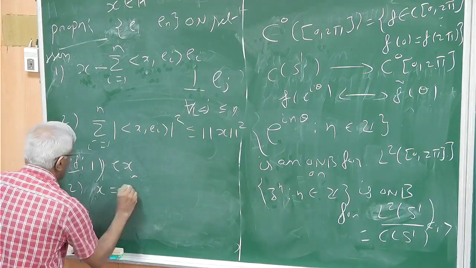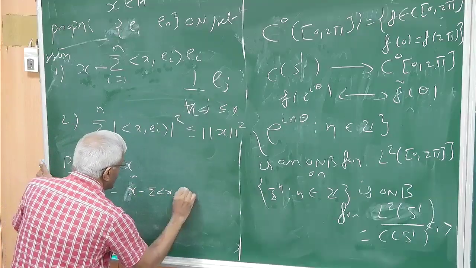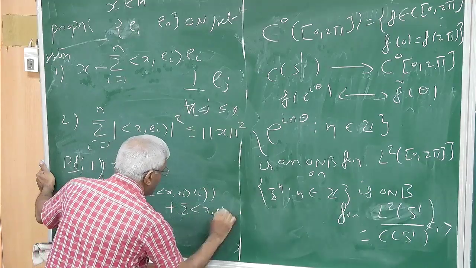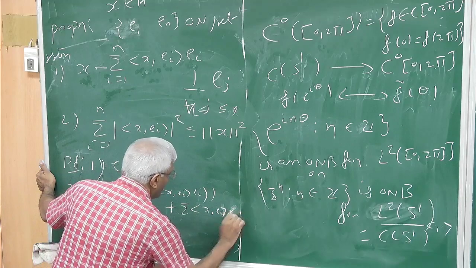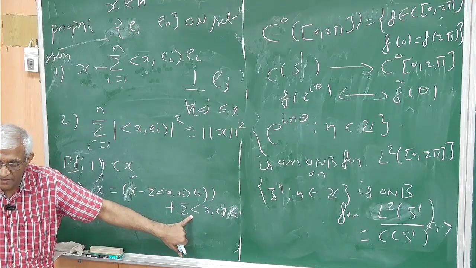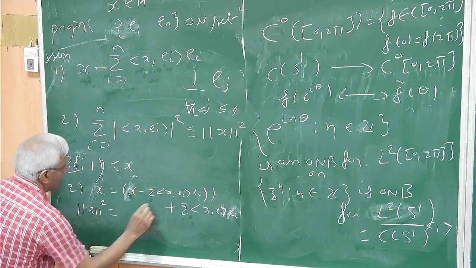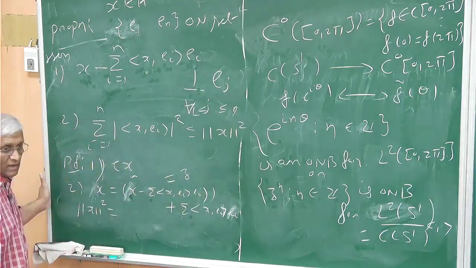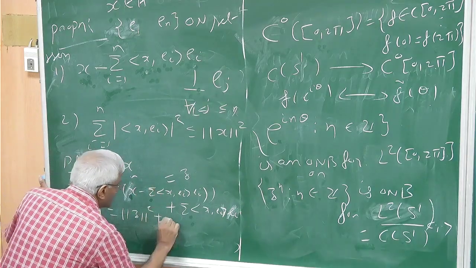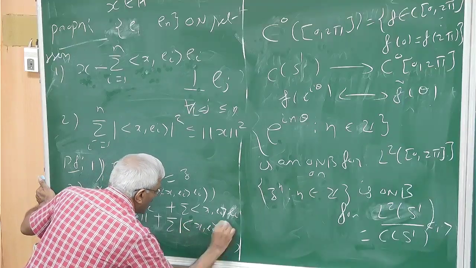X equal to x minus the summation of <x, ei> ei, plus the summation of <x, ei> ei. Now this is orthogonal to each ei, so it will be orthogonal to this. So if you take the norm x square, call this as Z. Norm Z square plus the summation of mod <x, ei> whole square.